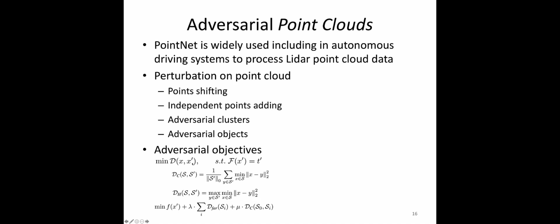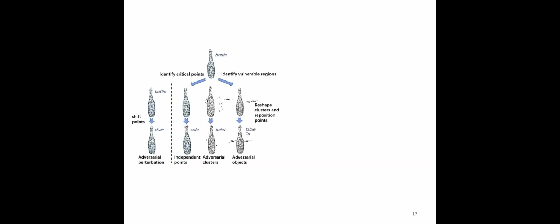However, there are different strategies to solve this optimization problem. For example, we can shift the points near the surface of the point cloud, or add some independent points, or we can generate small adversarial point cloud clusters or adversarial objects near the original objects. And what does that mean? Let's look at some examples.